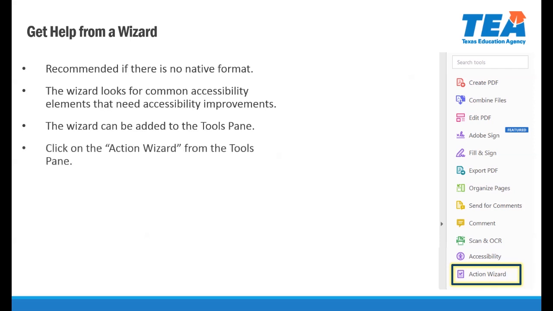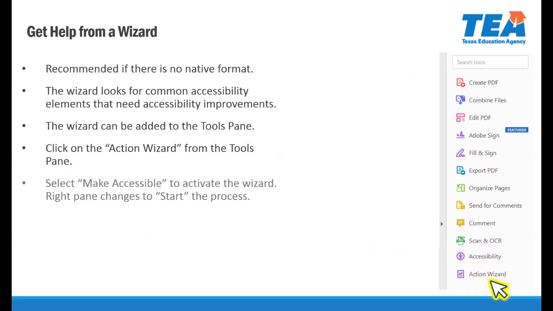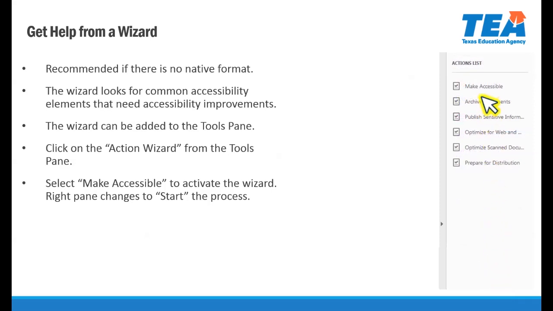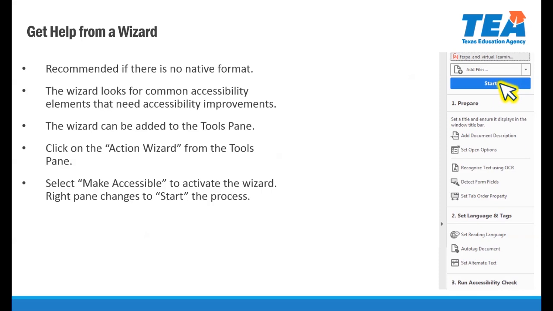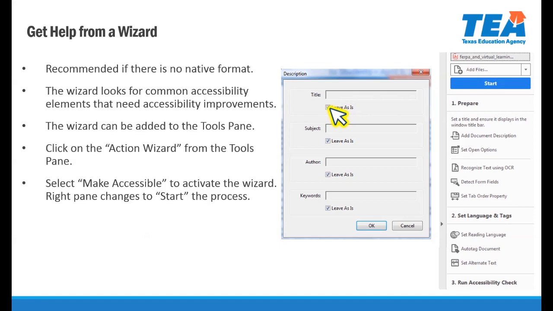To start the wizard, click the Action Wizard from the Tools pane. Then select Make Accessible from the action list. Click the Start button. The wizard will provide a series of windows for you to enter and select different options. The first one is for the document title. Uncheck the box and enter the correct title in the title field. If the title field is already populated, make sure it's the correct title of the document.